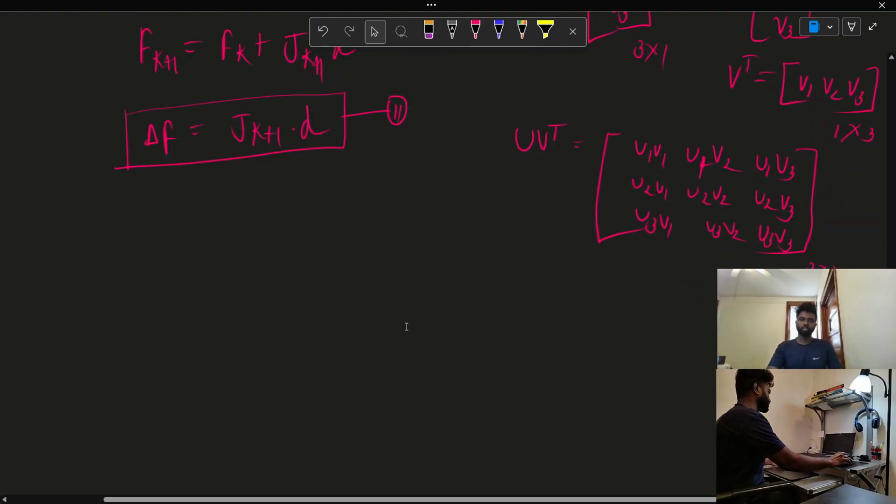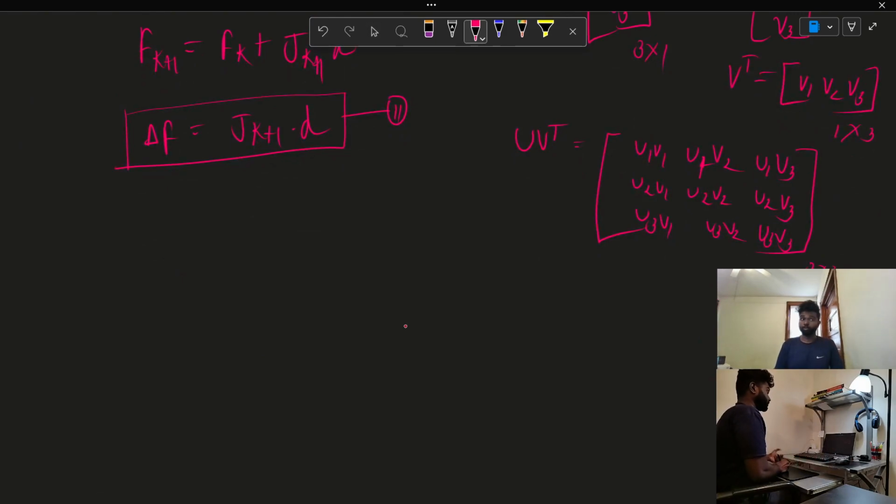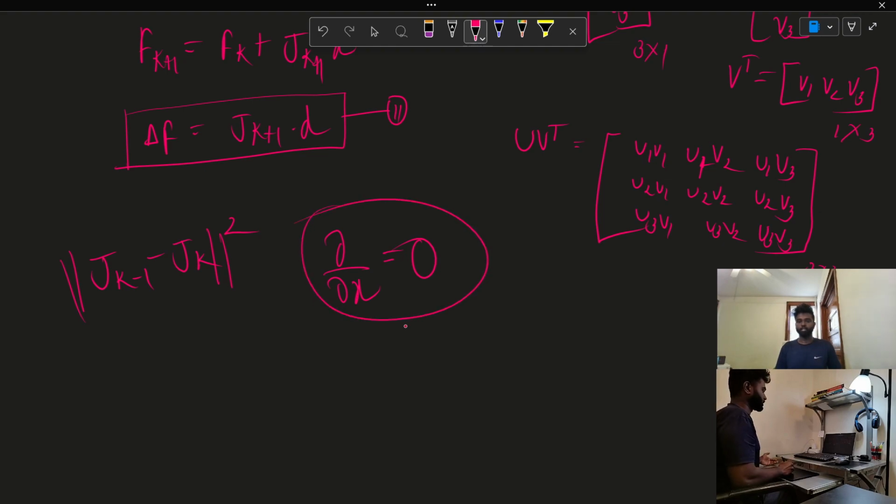Now let's get into this. Our motive is the Frobenius minimum, so we want to minimize this. As you know, to minimize any function we need to take the partial derivative of it with respect to the independent variable, for example x here, I'm just taking an example, and make it equal to 0. This is the basics.